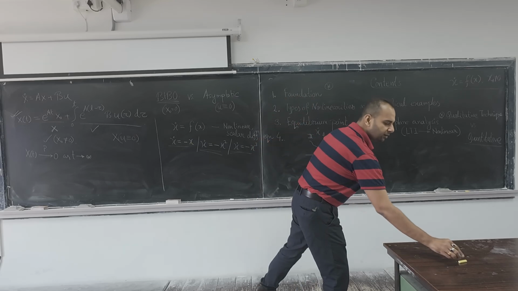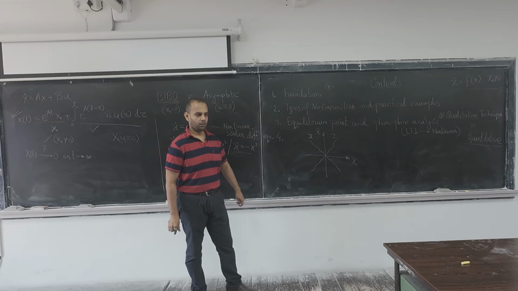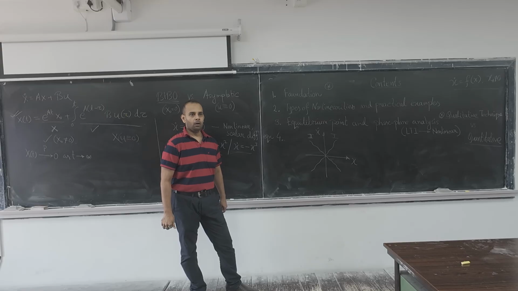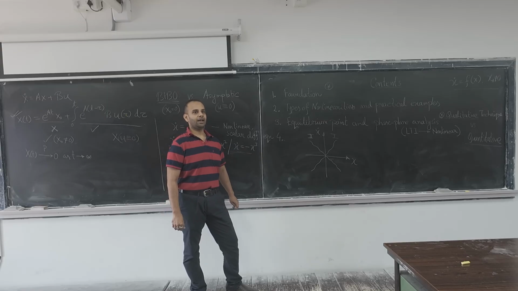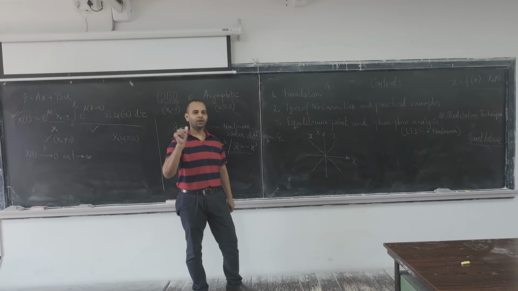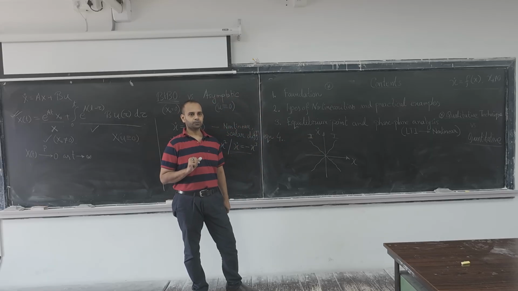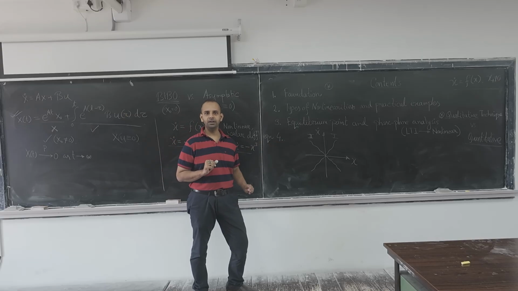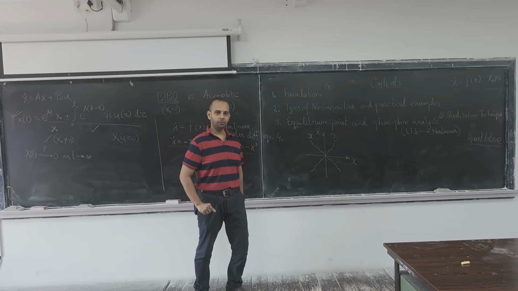What does it mean? The response is passing through the origin. This is not response. Actually, this is the x dot versus x. This is not x versus t trajectory. So the second one is stable. The second one is stable. The first one is unstable. But how did you say that?